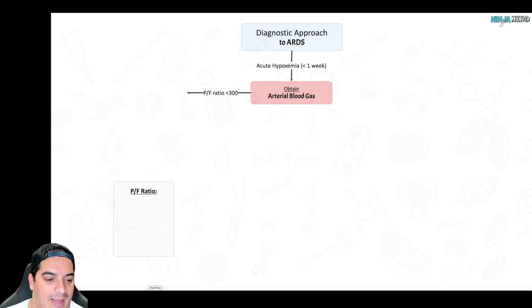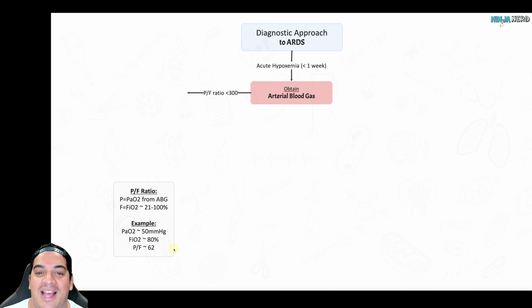Let me give you a little bit of an example here. Again, PaO2 you get from the ABG. FiO2 is usually anywhere from 21% on room air to 100%, depending upon the way that you're providing the oxygen. If I give you an example, I have a patient who has a PaO2 of 50 off their ABG, and their FiO2 is 80%. You'll divide 50 by 0.8 and it'll give you their PF ratio, which is 62. What the heck does that mean?